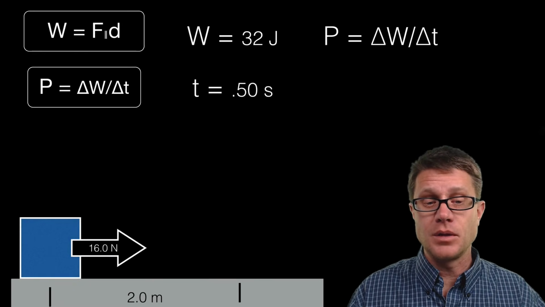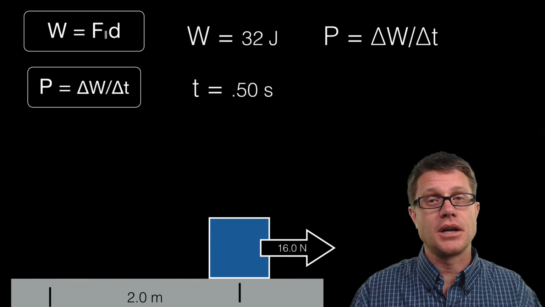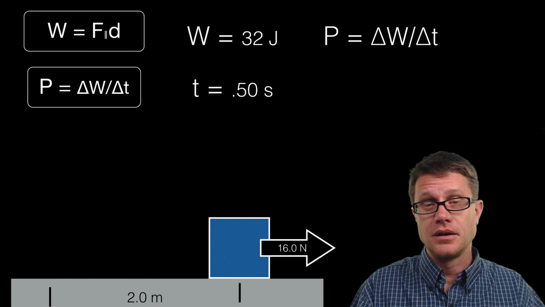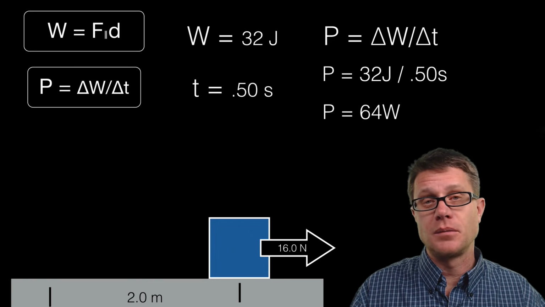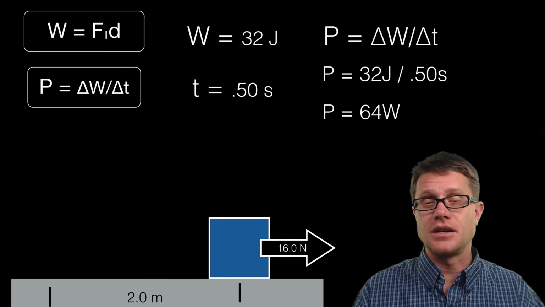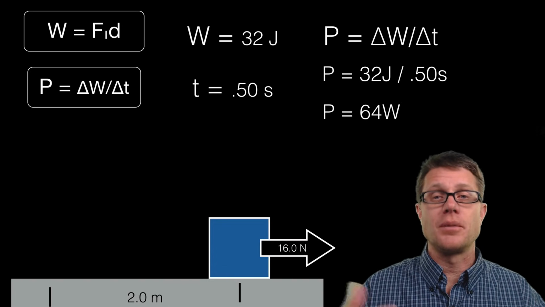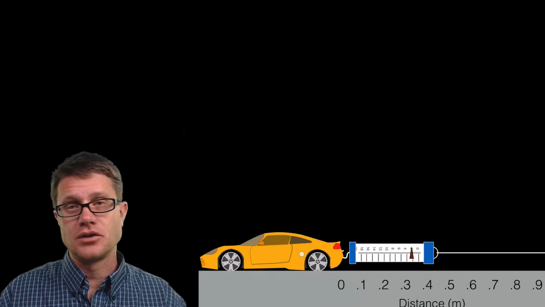Let's say I do the same exact thing, but this time I'm moving it more quickly. It's 0.5 seconds, and we're going to have more power or less power. Well, I'm going to have more power to do that. Since I'm dividing by a smaller number, it's going to be 64 watts. And so when you're looking at a 60-watt light bulb, it's a measure of the power, how much work it could do in a given period of time. And it's named after James Watt.